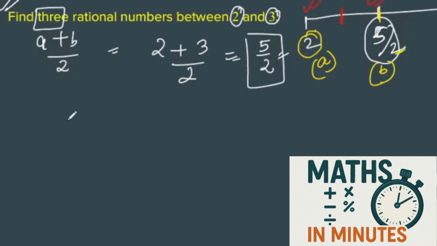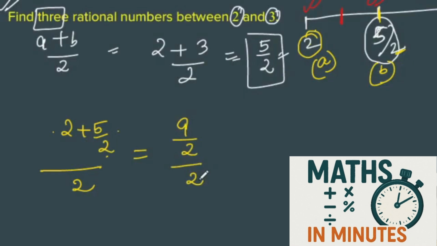So what you will do is, again you will put the values in the formula (A plus B) upon 2, and it will be (2 plus 5/2) divided by 2. This we are doing for the second rational number. When you solve this, you can directly calculate: 2 2s are 4, 4 plus 5 is 9/2 divided by 2, right?